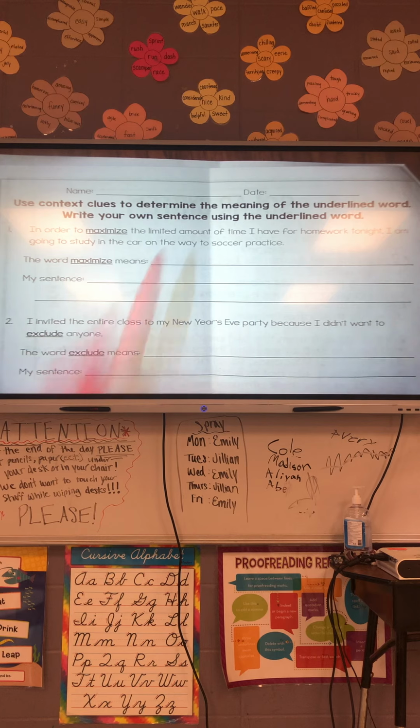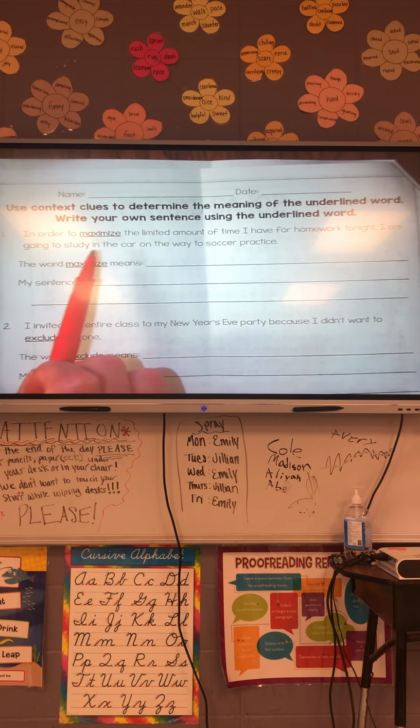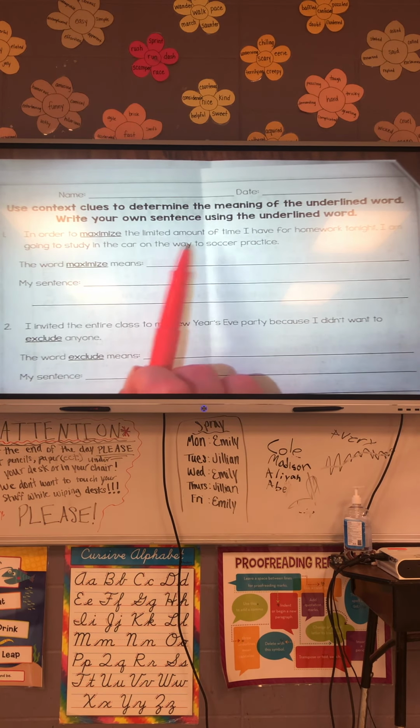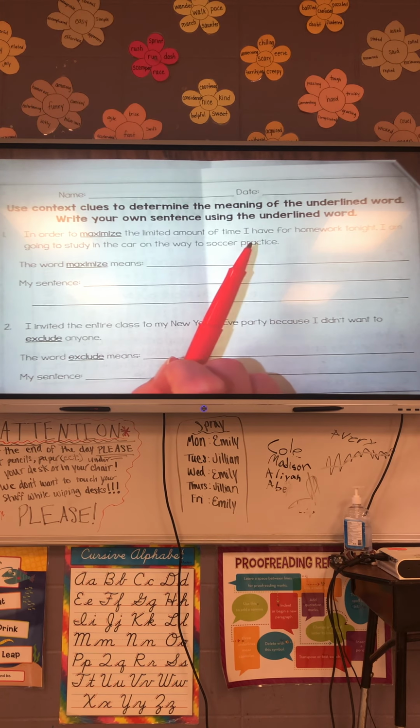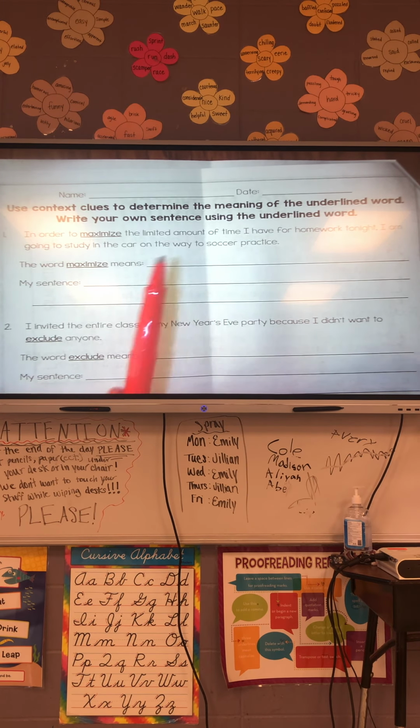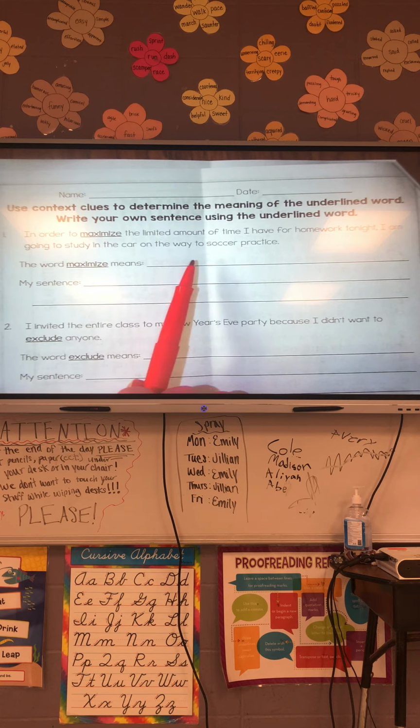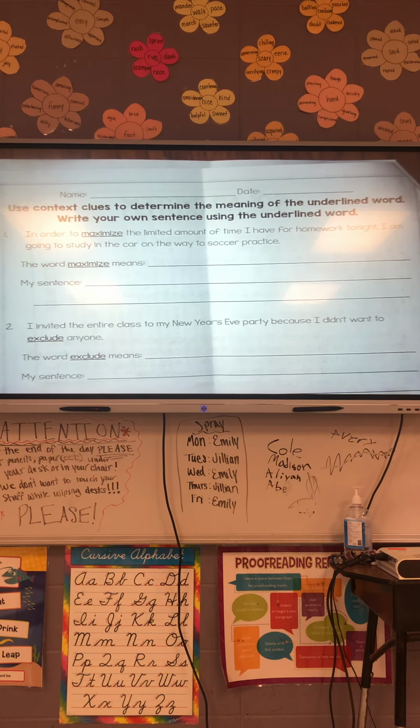So it says, in order to maximize the limited amount of time I have for homework tonight, I am going to study in the car on the way to soccer practice. So what I'm going to do is I'm going to kind of go back and reread that sentence, and I'm going to take the word maximize out, and then I'm going to see what thought or idea or phrase that I could put in place of that would help me to understand this sentence.